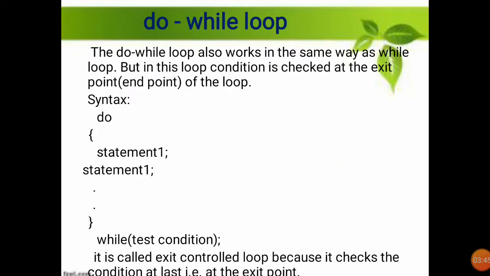Now the next loop is the do while loop. The do while loop also works in the same way as the while loop, but in this loop the condition is checked at the exit point, at the last. So the syntax of do while: first do, and then within the curly braces we write the different statements. This is called the body of the loop. And at last we write while, and within the parentheses the test condition, and a semicolon. Keep in mind, the do while loop always ends with a semicolon. It is called an exit control loop because it checks the condition at last.